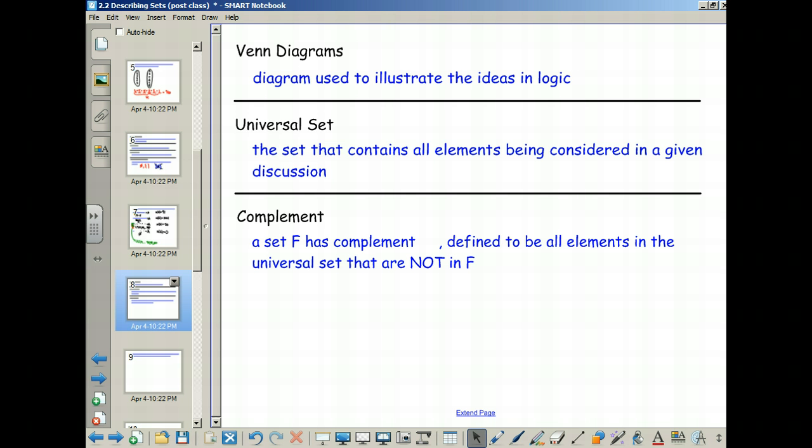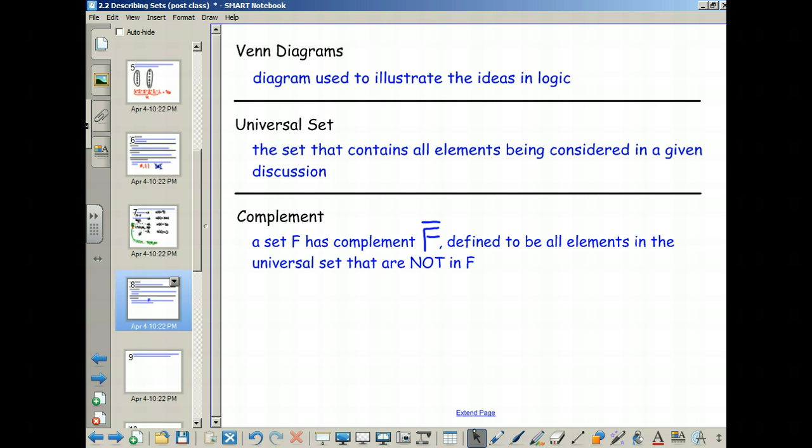So the universal set is defined to be whatever the group is that you're talking about initially. And complement is denoted as, so if we have a set F, then F with a bar on top of it, which is a different notation maybe than what you've seen in other courses. Your book uses this notation. F with a bar on top is defined to be all of the elements that are in the universal set that are not in the set F. All the items not in F.